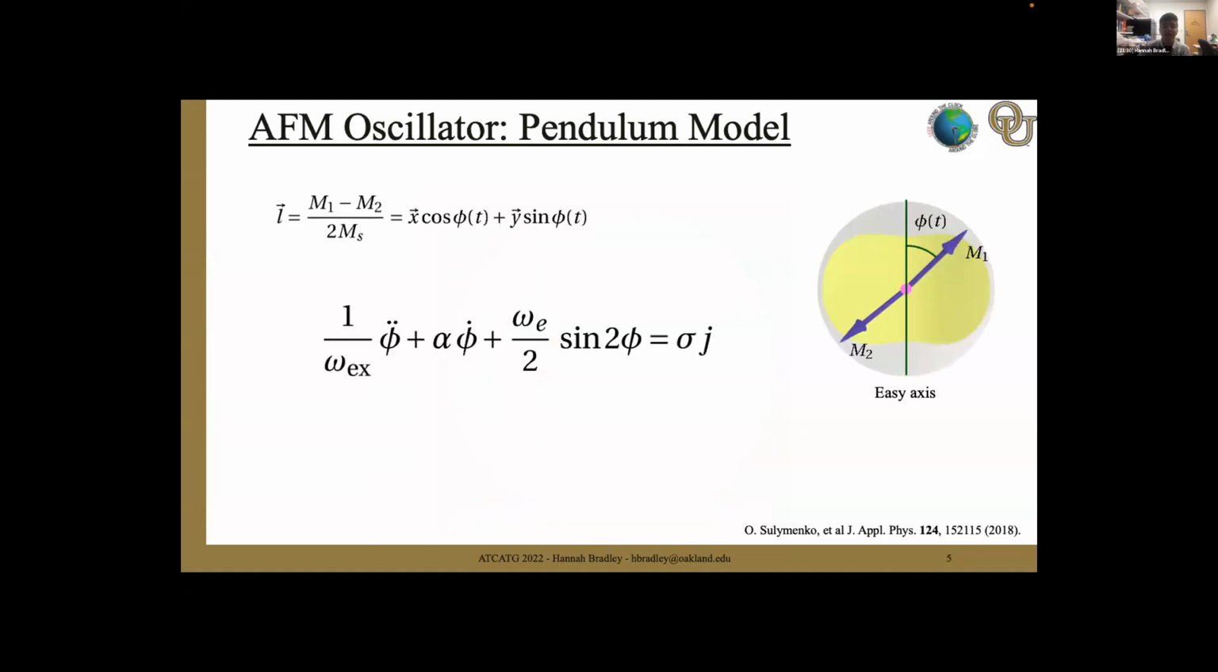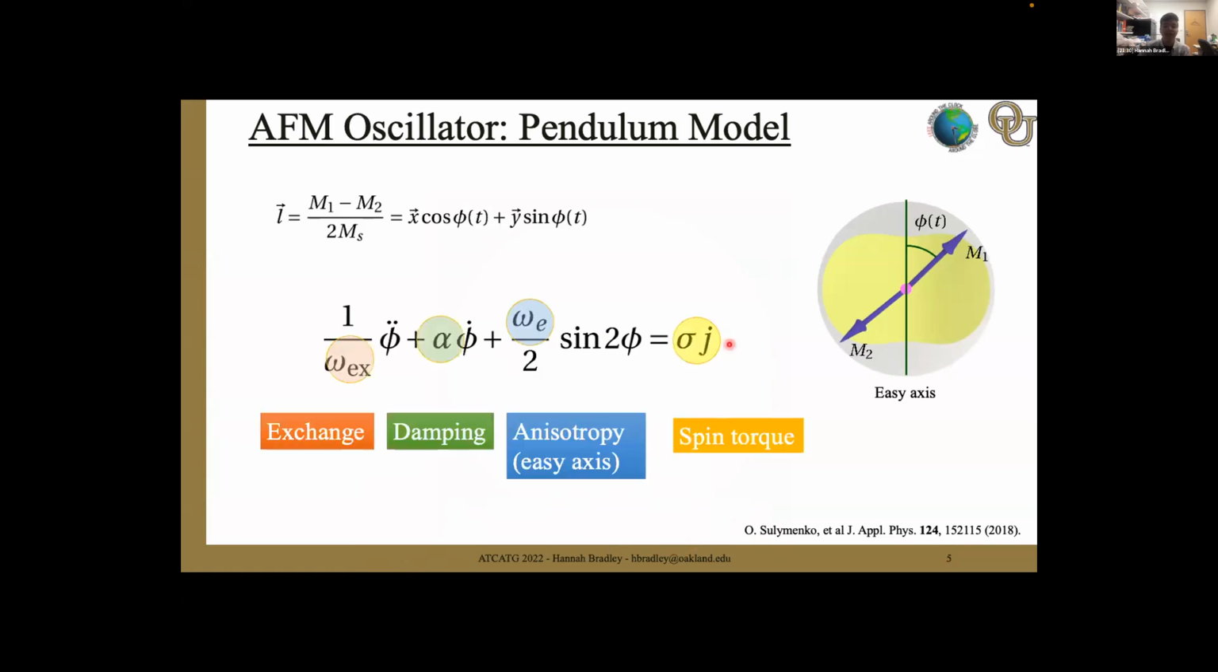The orientation of these sublattices can be described by using the angle phi, which is the angle between the Néel vector and the Ez axis. The derived equation for phi resembles the equation of a mechanical pendulum under a driving force, where the driving force is the spin torque from the spin current.